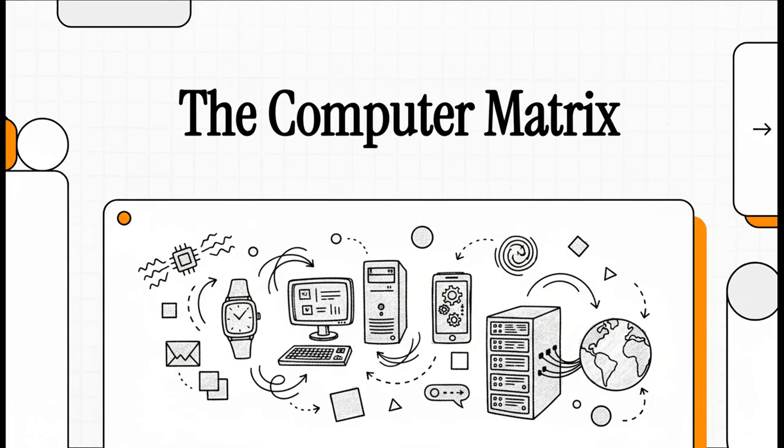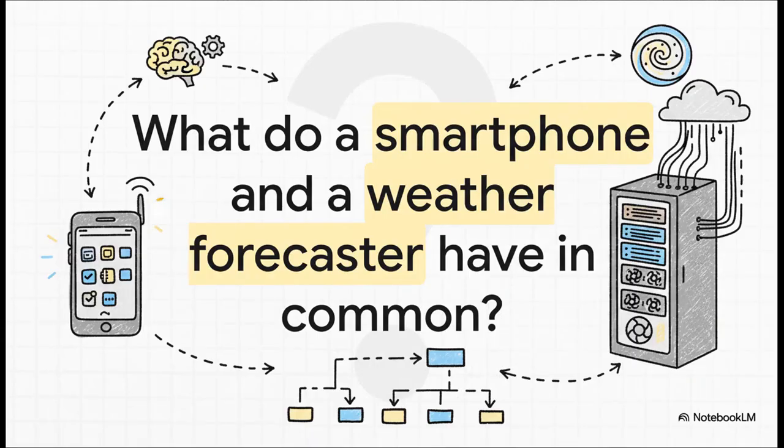Ever stop to think about what your smartwatch and a giant supercomputer that predicts the weather actually have in common? I mean, they're both computers, right? But they live in completely different universes of power and purpose. In this explainer, we're going to build a kind of mental map to classify pretty much every computer you'll ever run into. Seriously, think about it for a second.